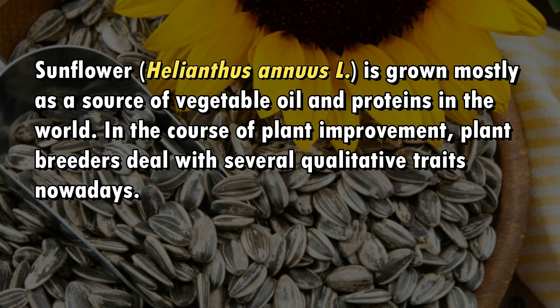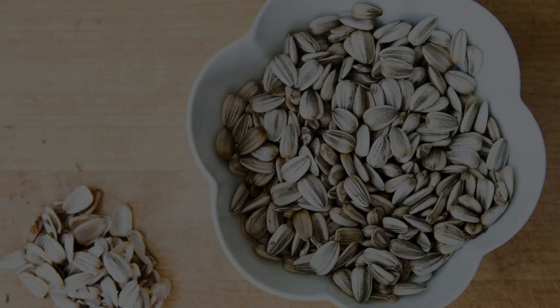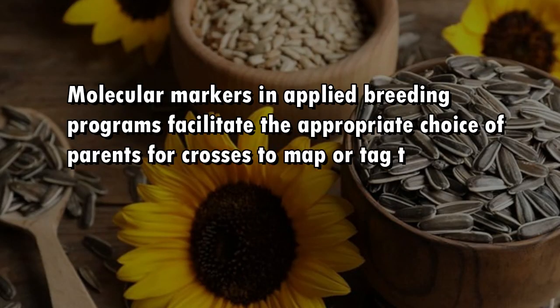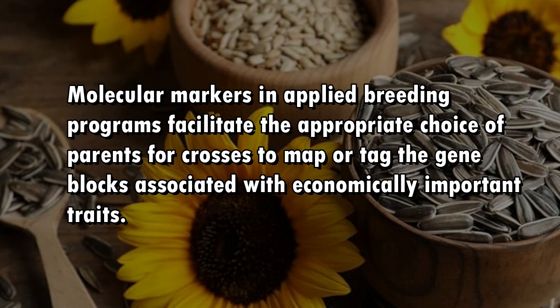the world. In the course of plant improvement, plant breeders deal with several qualitative traits nowadays. The present investigation was carried out to identify the molecular markers associated with various characters in sunflowers using recombinant inbred lines. Molecular markers in applied breeding programs facilitate the appropriate choice of parents for crosses to map or tag the gene blocks associated with economically important traits.